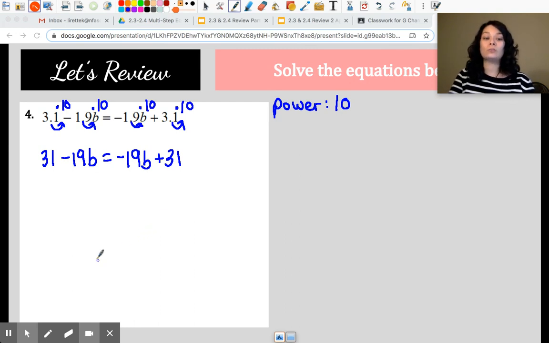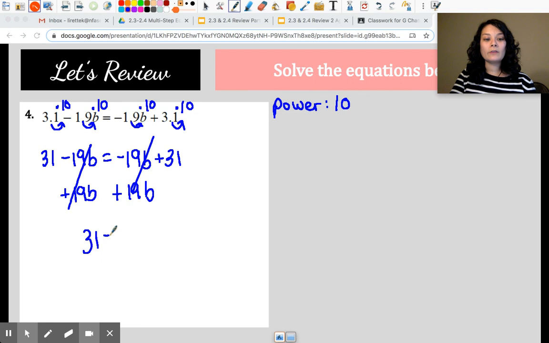You must distribute first. Okay, once I've taken care of all of that, I don't see any like terms, but I do see variables on both sides. I'm going to attempt to move the one on the left to the right by doing the opposite of a negative 19b and adding it. They cancel on the right, and they also cancel on the left. So I'm left with 31 equals 31, which is a true statement.